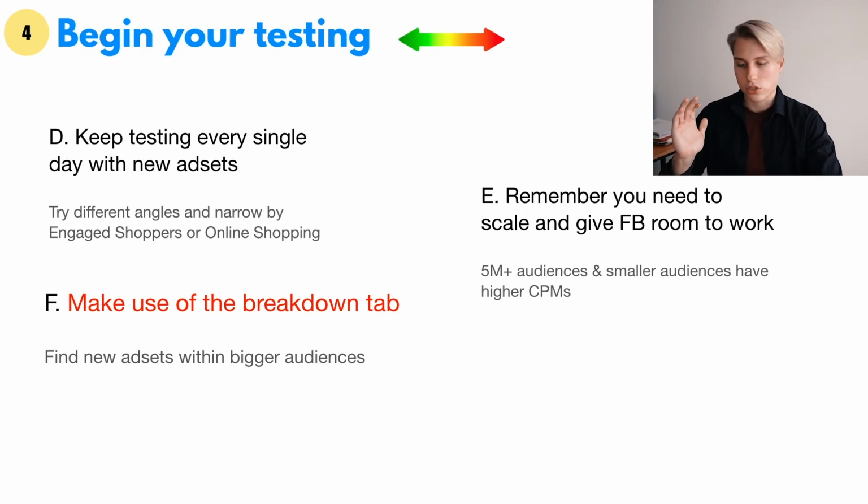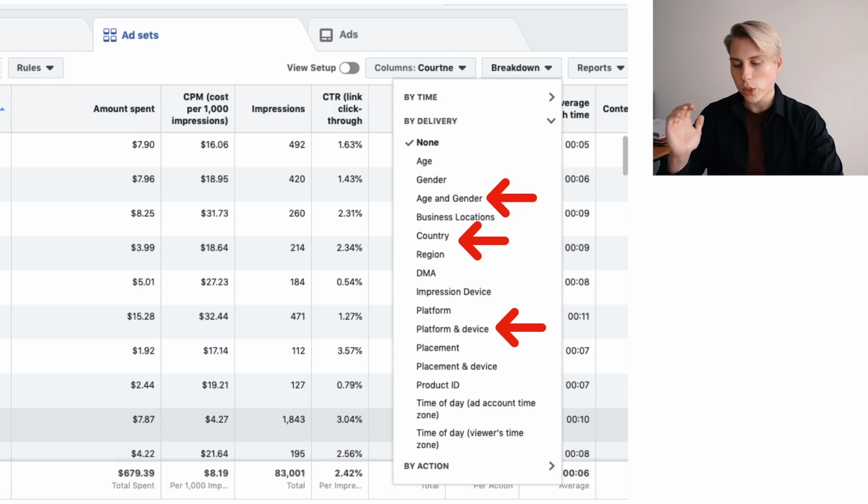Okay, so just to show you, when you're in your Facebook Ads Manager, you're going to click that breakdown tab there. You see it says columns, and then next to it there's the breakdown. I generally focus on the age and gender, the country, and then the platform and device. Those are the three things that I will break down, and I will see which ones are working and then duplicate the ad set, make the adjustment and then compare it to the old one.